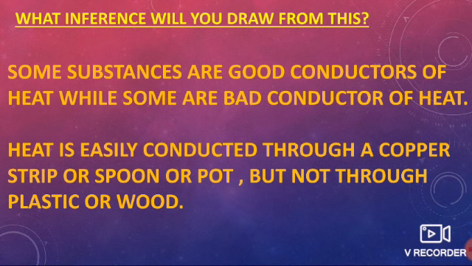When you do it, you will understand that the spoon or the copper strip becomes hotter as compared to plastic and wood, because plastic, wood and thermocol are bad conductors of electricity. They are non-metals, whereas copper, iron and aluminium are good conductors of electricity.